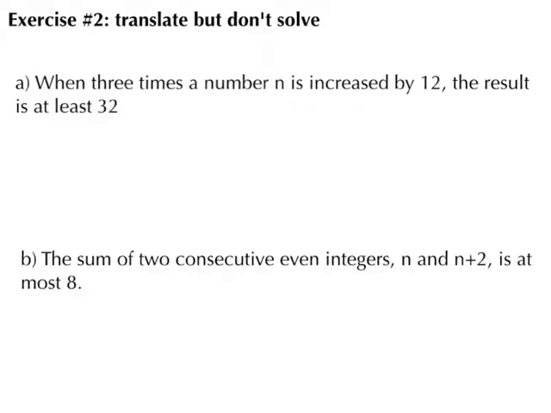Exercise number 2. Translate but do not solve these. I want to just practice translating to make sure you understand how we use the words. A: When 3 times a number n is increased by 12, so 3 times a number n, 3n, increased by 12, plus 12, the result is at least. Notice the word "is" with the words "at least." Is at least, I told you, greater than or equal to 32.